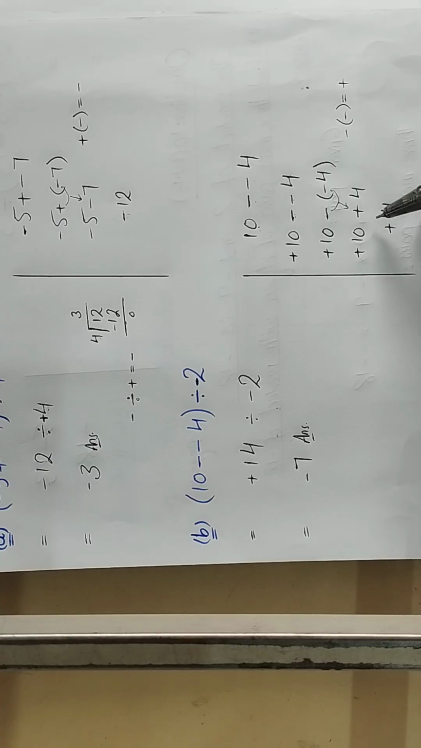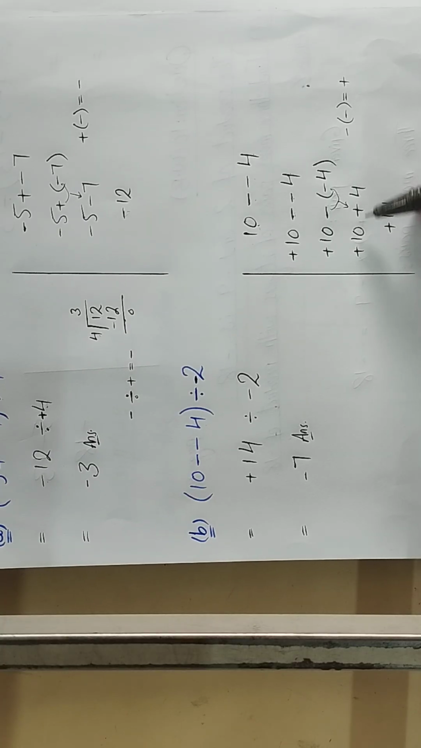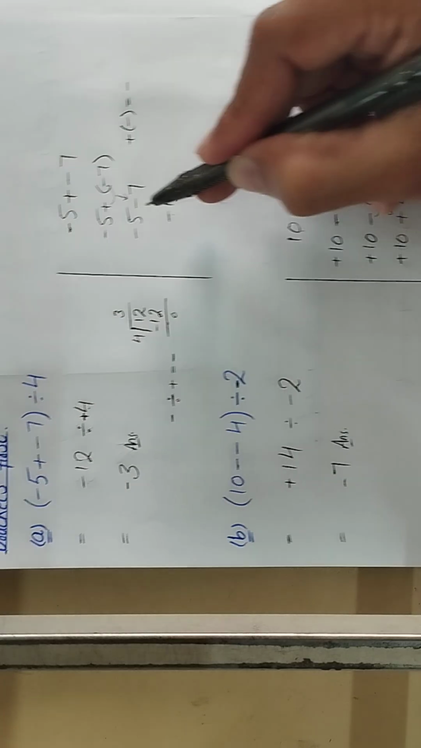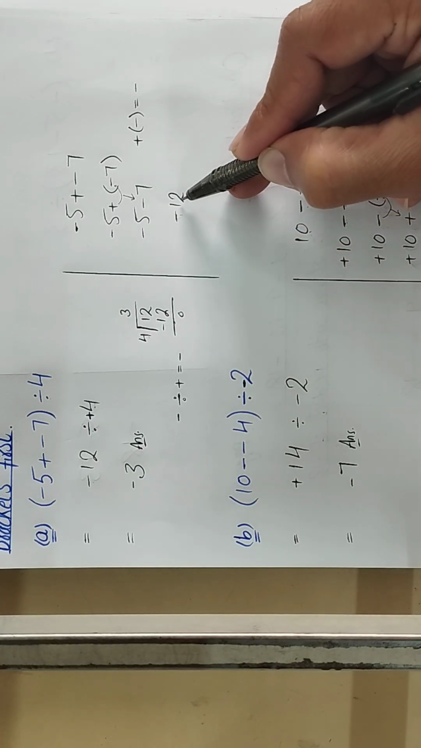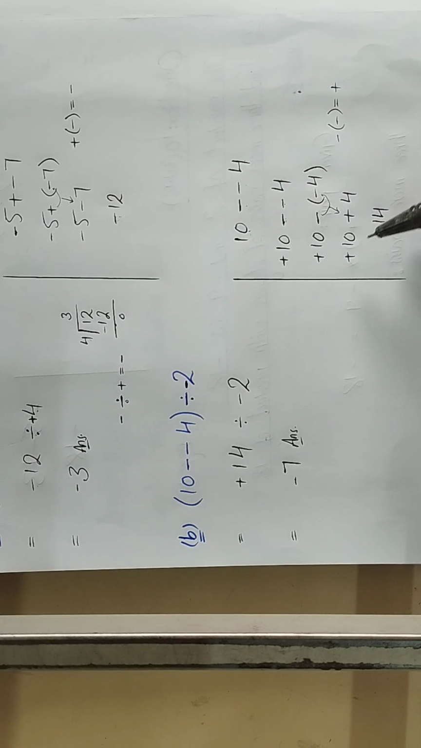Now how to solve this one? As you can see, the same sign is written along with the numbers. So when there is the same sign with the numbers, it means add the numbers and keep the sign. So 10 plus 4 is 14, and write the same sign with the answer, just like this one. When the sign is the same, add the numbers and keep the sign.